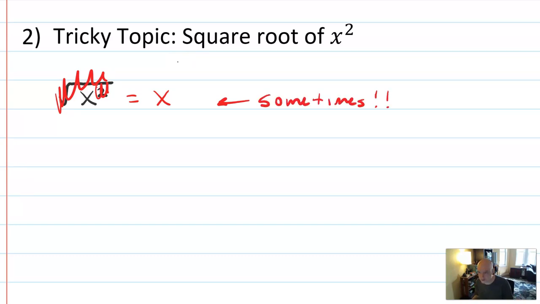And in math, of course, we don't like things that are only true sometimes. We want things to be true all the time. So I want to explore this idea a little bit more. When would this be true and when would this be false?